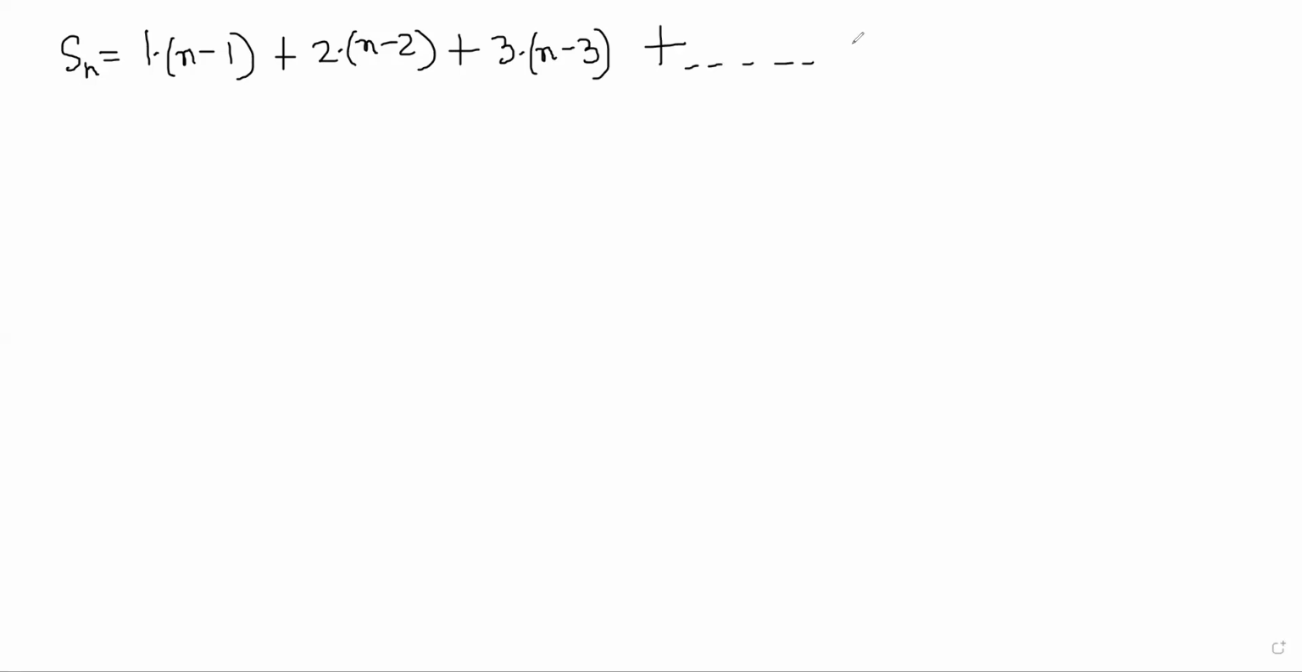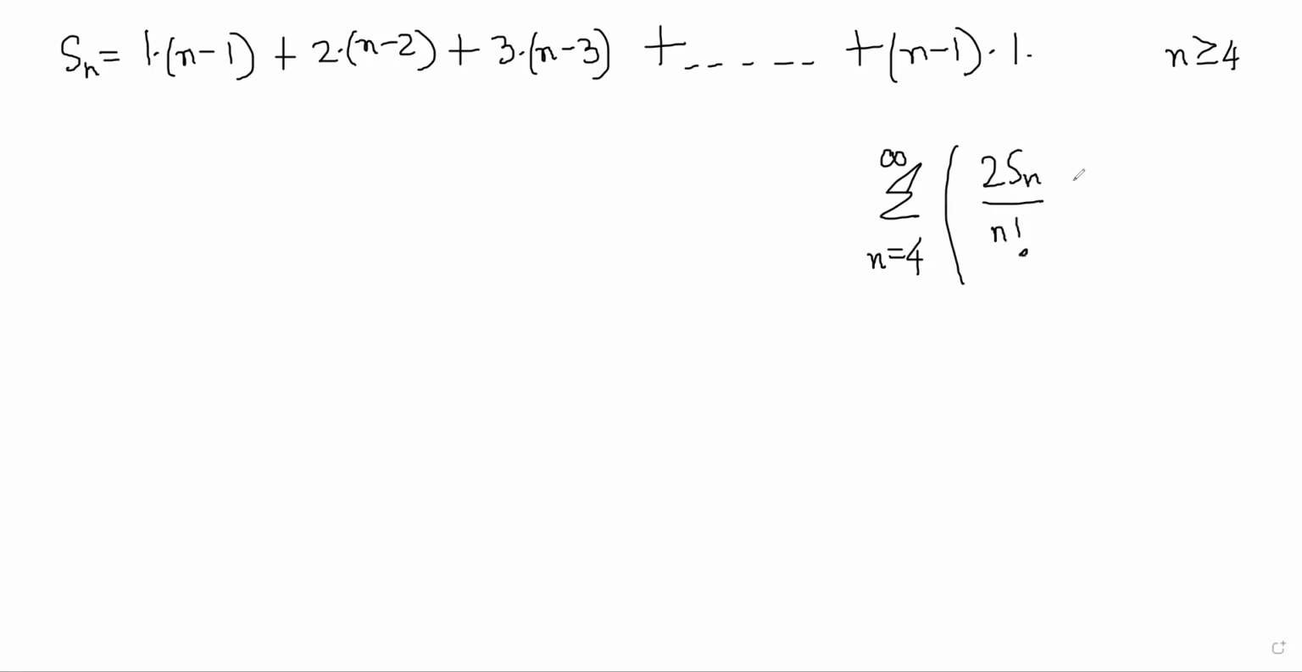Next one is Sn equal to 1 into n minus 1 plus 2 into n minus 2, 3 into n minus 3, and so on, plus n minus 1 into 1, for n greater than or equal to 4. You have to find the sum from n equal to 4 to infinity of 2 Sn by n factorial minus 1 by n minus 2 factorial.